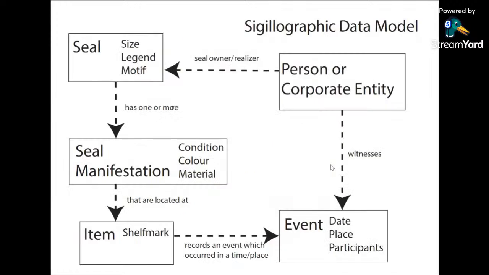And if we expand that concept, we can start to do things like link these things, the seal, for instance, to records for people or events. So what we're doing here is taking inspiration from the world of linked open data to try to structure and organize our information.